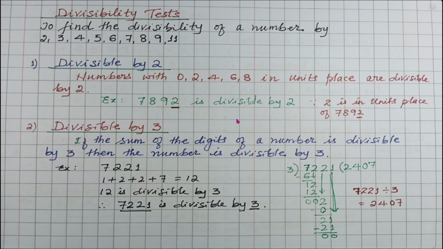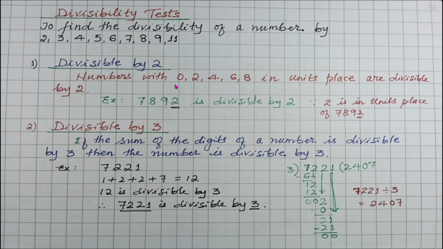Now, divisible by 2. To check if a given number is divisible by 2, just check the digit in the units place. If the digit in the units place is 0 or a multiple of 2, then the number is divisible by 2. For example, the number 7892 is divisible by 2 because the digit in the units place is 2. Therefore, the numbers with 0, 2, 4, 6, 8 in the units place are all divisible by 2.